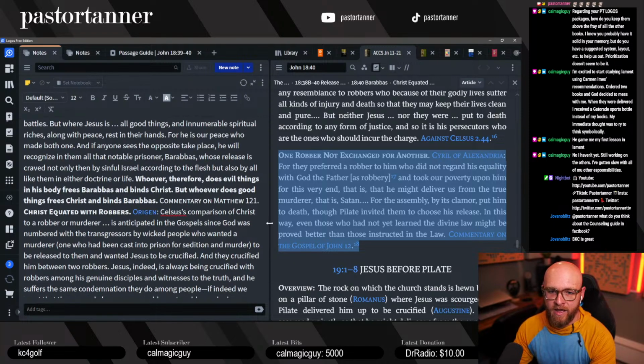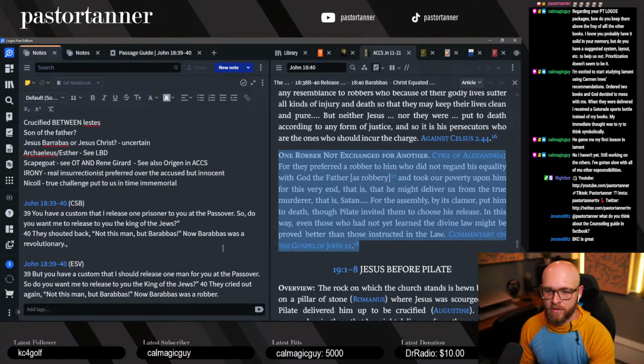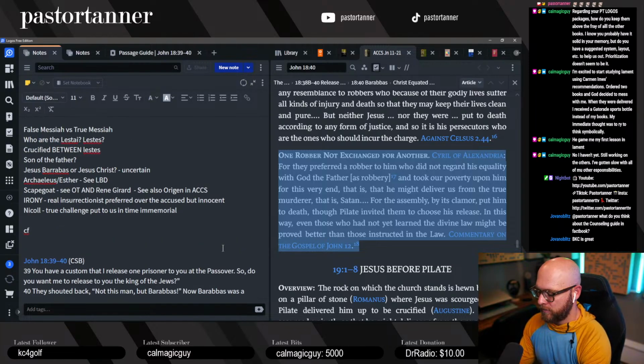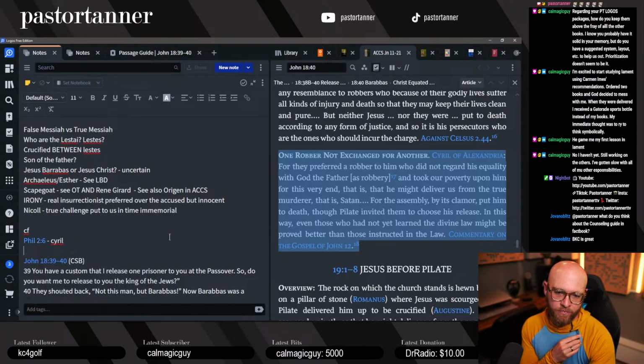So here we have Cyril of Alexandria. Cross-reference potential, Philippians 2:6, Cyril of Alexandria: Did not regard equality with God as something to be exploited. And he means robbery.